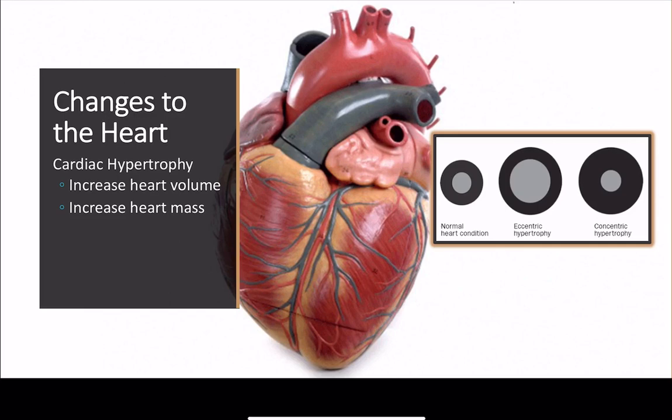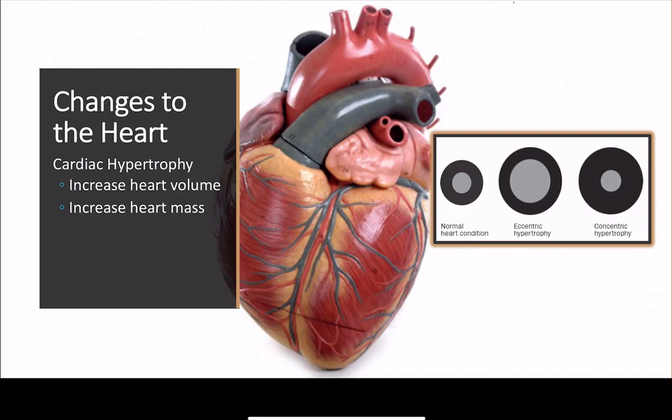And when we have hypertrophy of the heart, we can see eccentric hypertrophy, which is an increase in the size of the left ventricle or an increase in the heart volume. We can also see concentric hypertrophy, which is a thickening of the walls of the heart.